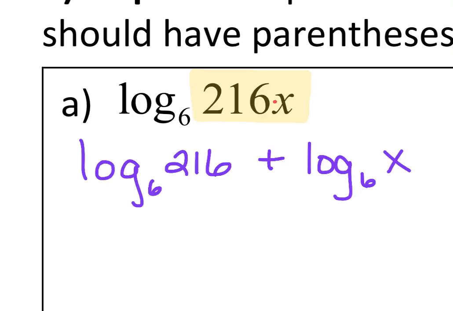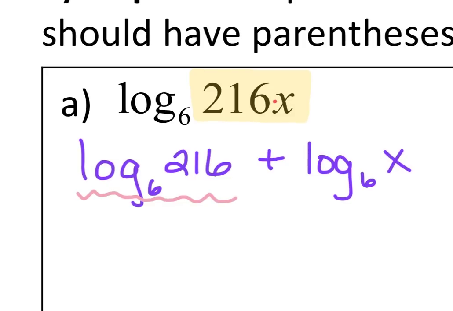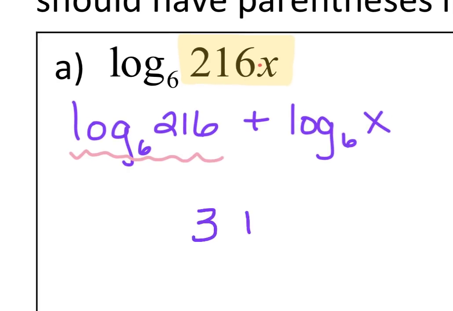But as we did up above, in problem AA, we see that 6 to the third power is 216. And so log base 6 of 216 just becomes 3. And the whole answer to this problem is 3 plus log base 6 of x.